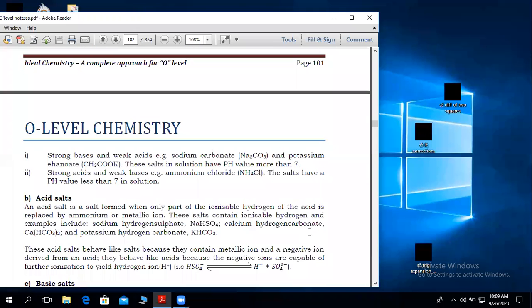I think that one is not a problem to you. For acid salts, let's now look at acid salts. We agreed they are salts formed when only part of the ionizable hydrogen of the acid is replaced by ammonium or metallic ion. It is formed when only part of the hydrogen is replaced, that means the metal or ammonium ion does not replace all of the hydrogen ion.